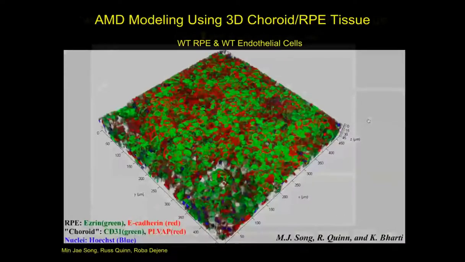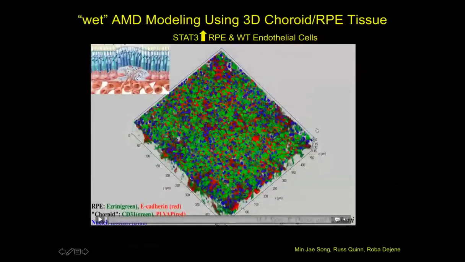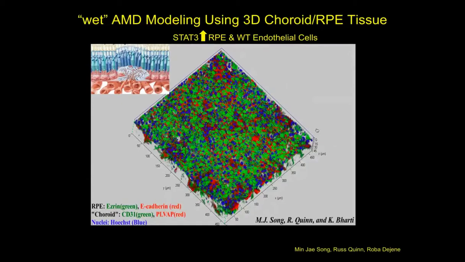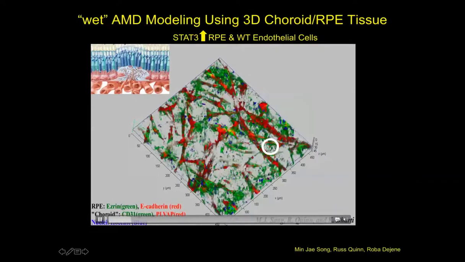Now, if you contrast that to what I'm going to show you in the next slide, where we made a tissue in which we overexpressed transcription factor STAT3 only in RPE cells, and we know that leads to increased expression of VEGF and IL-6 by RPE cells. And we want to see the consequences of that on the choroid. So really pay attention to the vascular network.